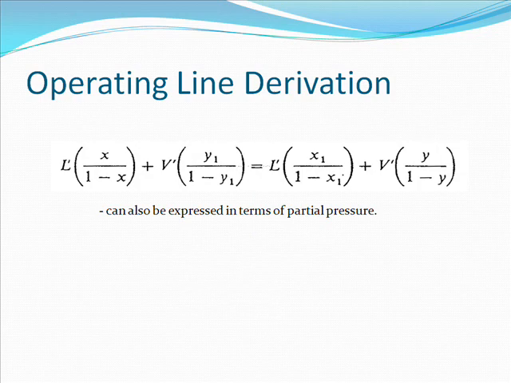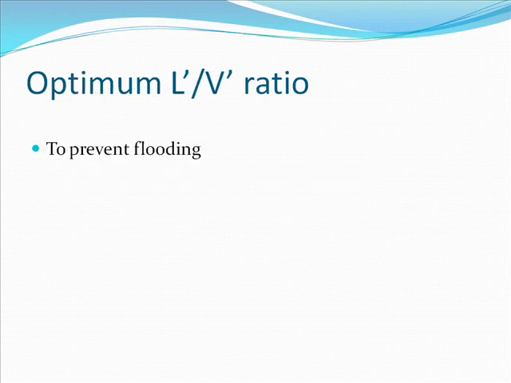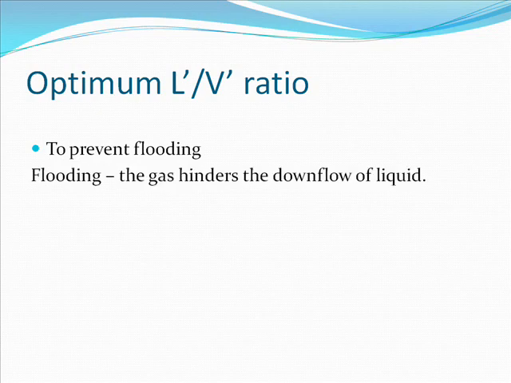Let us now move on to the optimum L prime over V prime ratio determination. Why do we need to know the optimum L prime over V prime ratio? This optimum ratio is useful in preventing flooding. Flooding occurs when the velocity of the gas stream, which flows upward, hinders the downflow of the liquid stream.